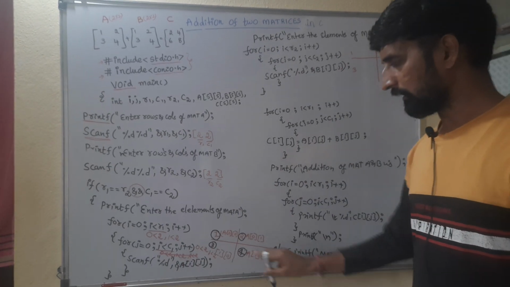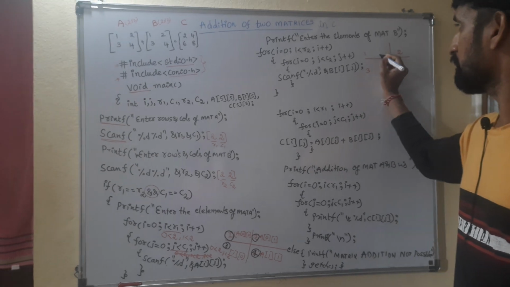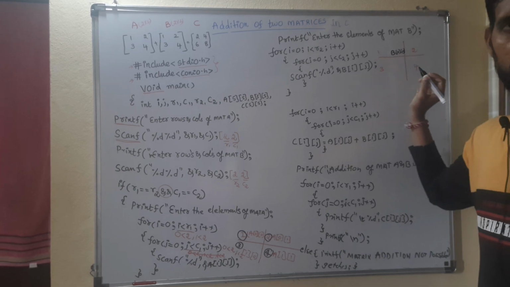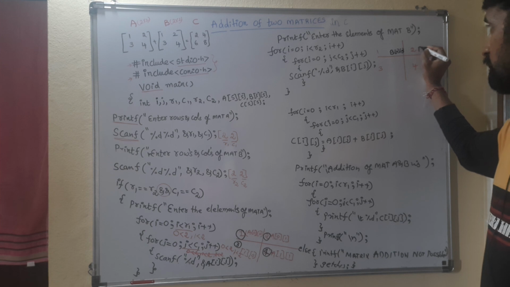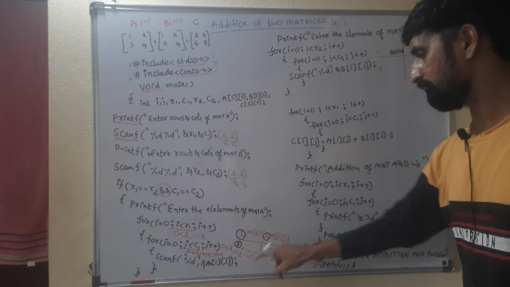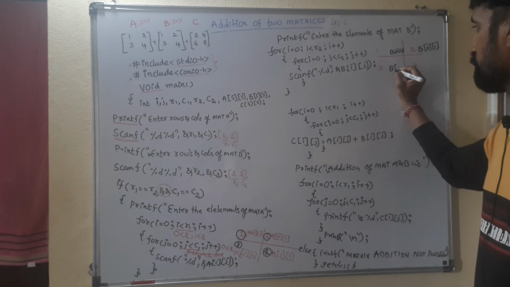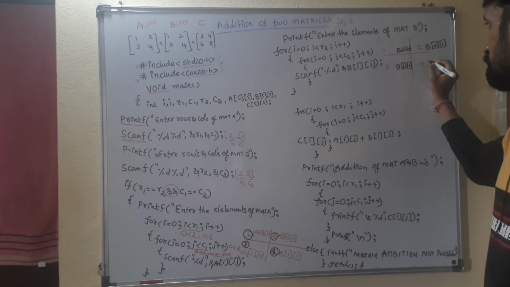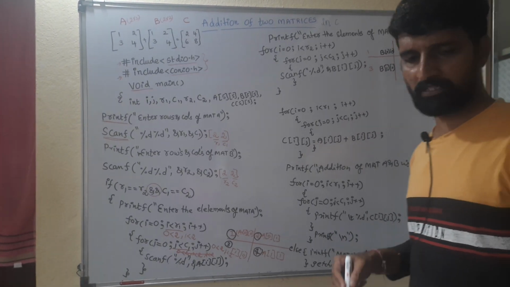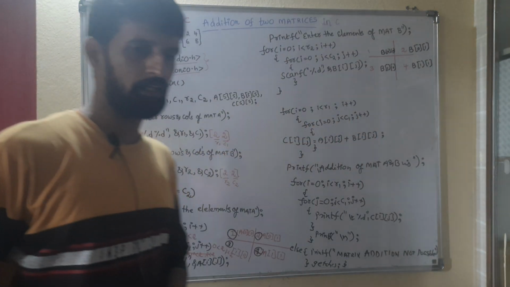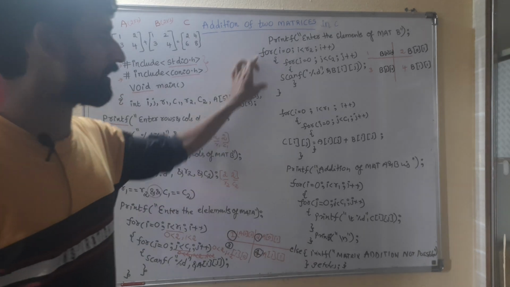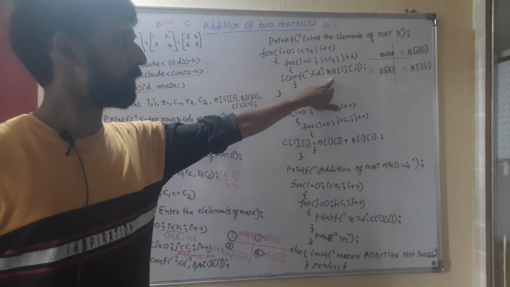So whatever the code, instead of A of 0 0, here B of 0 0 will come. Instead of A of 0 1, B of 0 1 will come. Instead of A of 1 0, B of 1 0 will come. Instead of this one, B of 1 1 will come. So till now what we completed in this program: first one is reading the values of matrix A, second one is reading the matrix B.